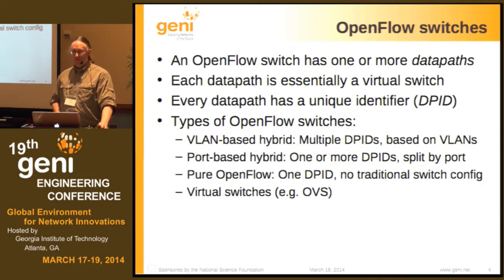There's the idea of a pure OpenFlow switch. There's only one data path. The switch just is an OpenFlow data path, and there is no traditional switch configuration at all. There are no access control lists. There are no VLANs. Everything the switch does, it does with OpenFlow. So the Pica 8s that you may have seen around are an example of those. And finally, there are virtual switches like OVS and its friends, where it's a software switch running on a computer of some kind.